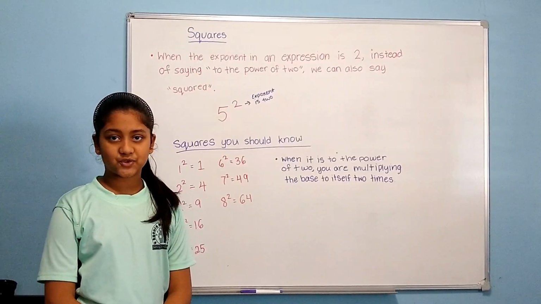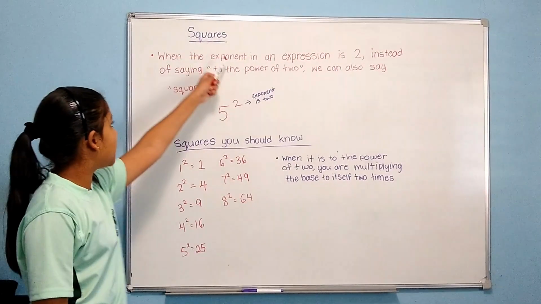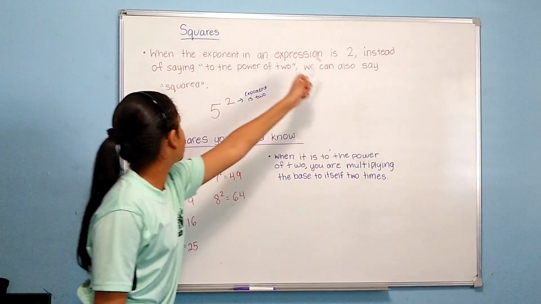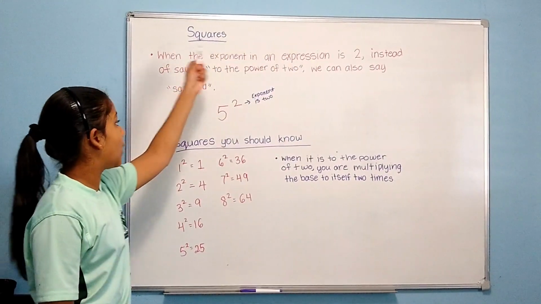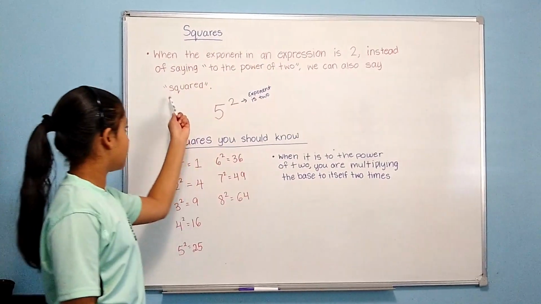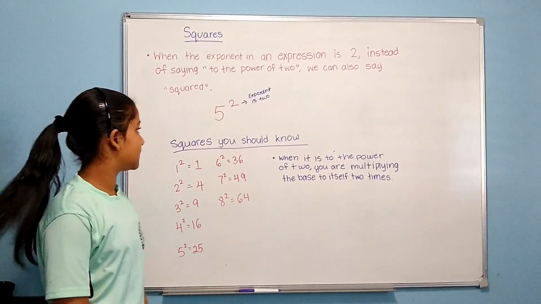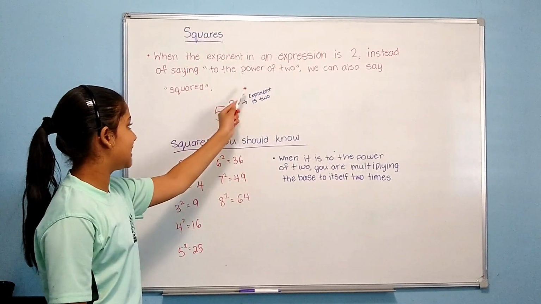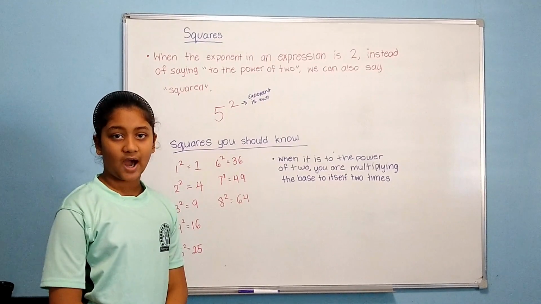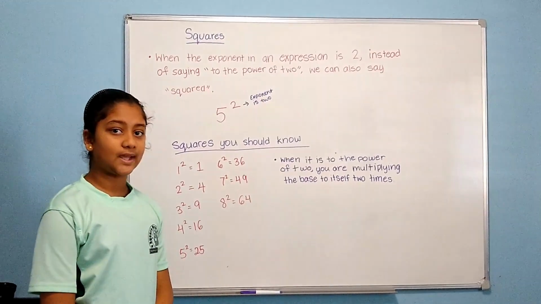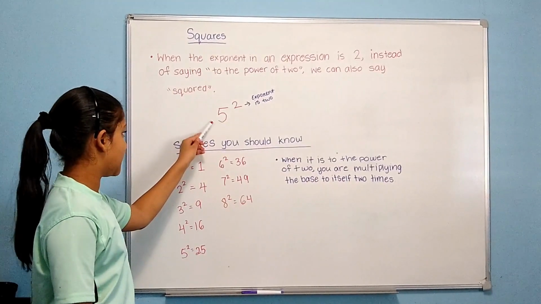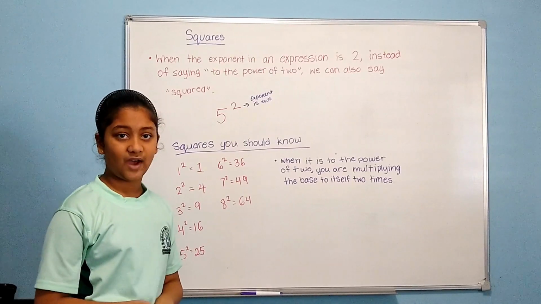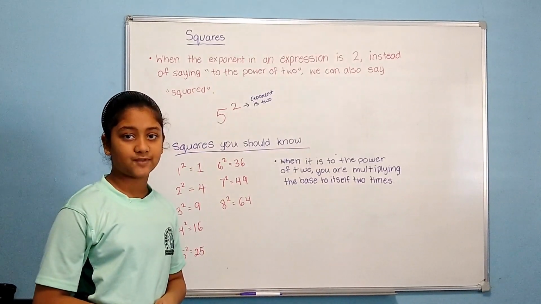So now let's learn about squares. When the exponent in an expression is 2, instead of saying to the power of 2, we can also say squared. So here's an example of this. Since the exponent in this case is 2, we can say 5 squared. Remember, before saying squared, you'll also have to include the base. And in this case, the base is 5, so we have to say 5 squared.